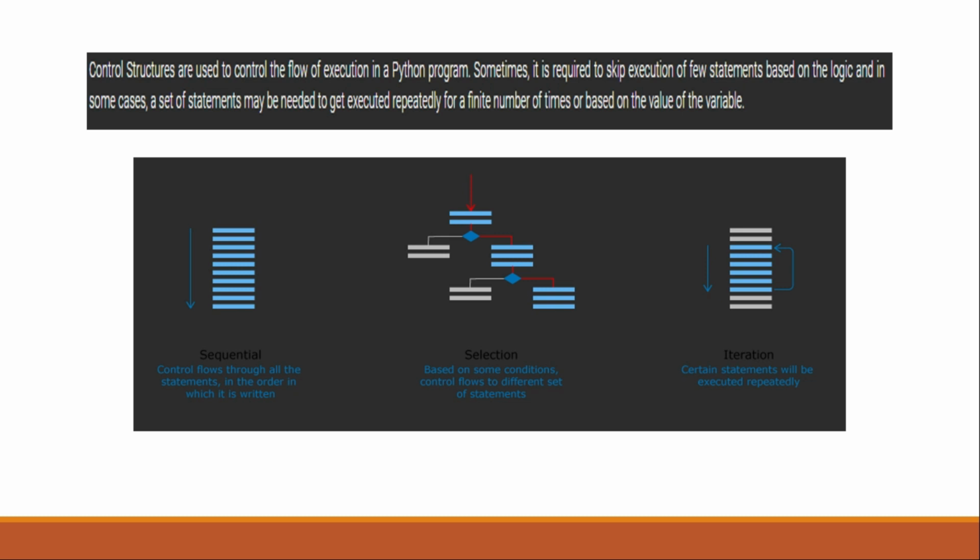Then there are loops, in case you need to repeat the statements. Those are called iterators. For example, the for loop, the while loop, etc. So we will study them one by one.